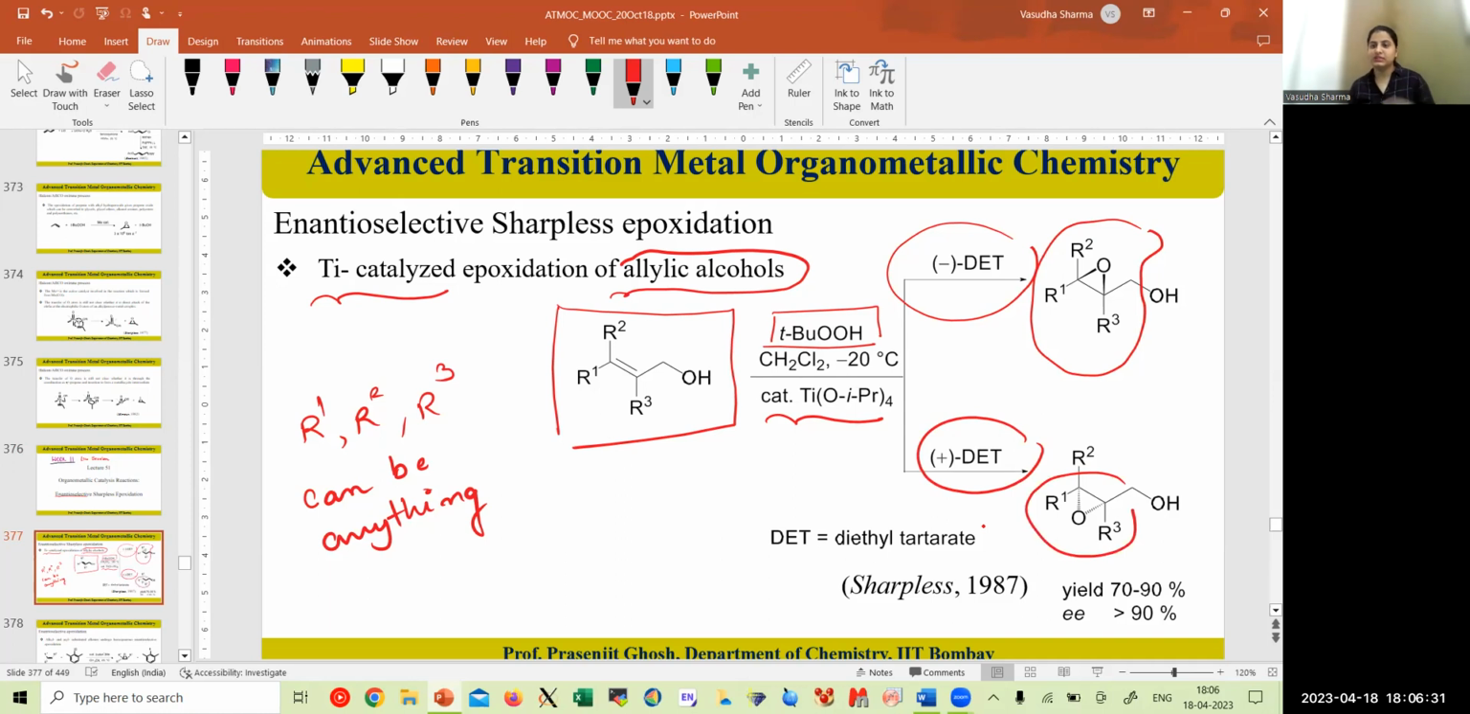So how the enantiomer selectivity is introduced depends upon what kind of chiral system we are using. If we are using minus DET, the sign shows the stereoselectivity, in which conformation or state they are present. And depending upon that, we end up having a particular enantiomer. The main point over here is that the yield is very high, in the range of 70 to 90%, and also the enantiomeric excess. That means we are getting one particular product at a time. So this is the enantiomer selective Sharpless epoxidation, which involves a titanium catalyst.